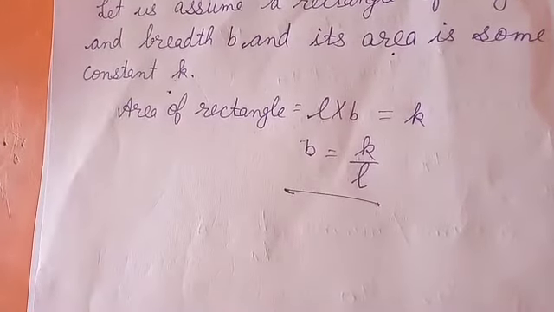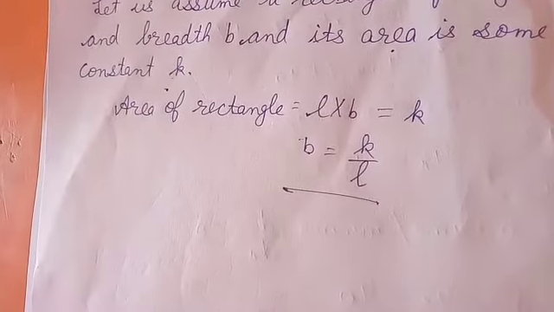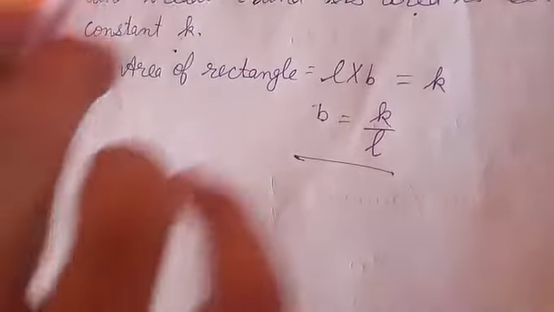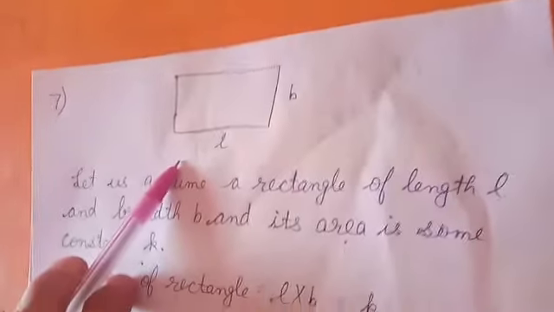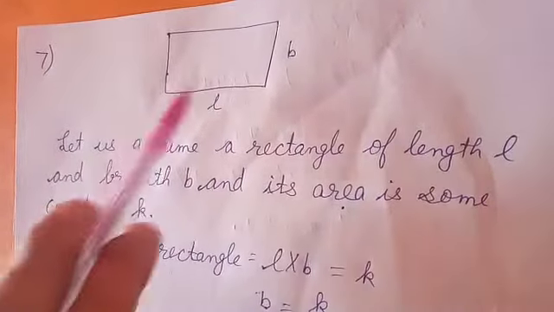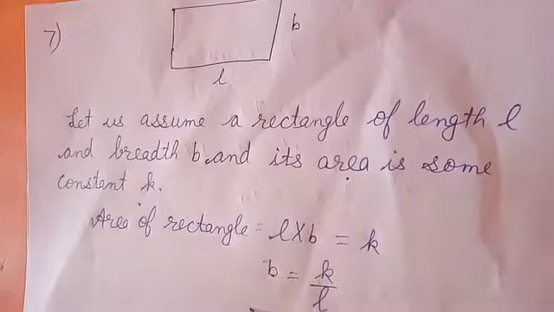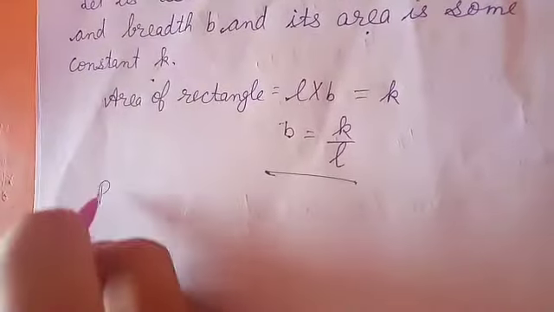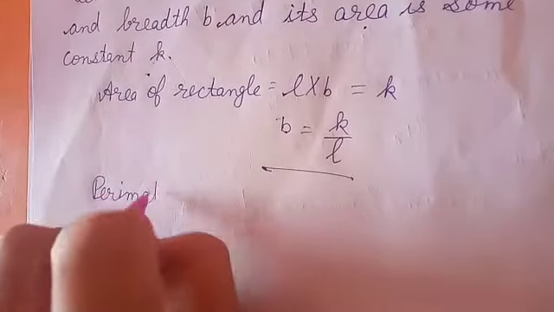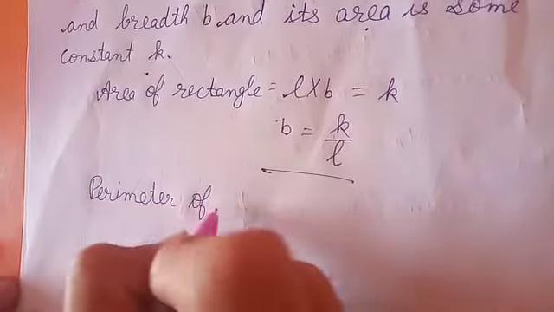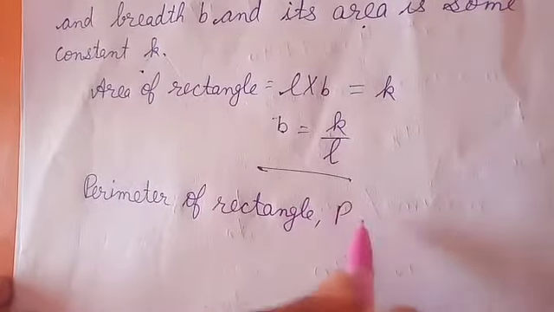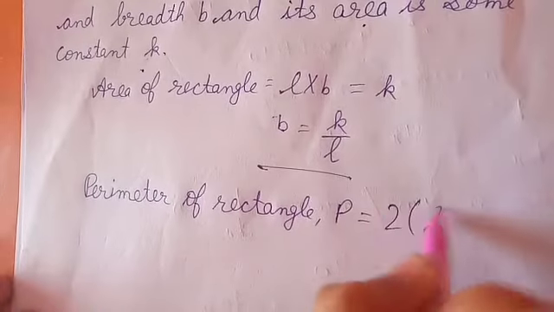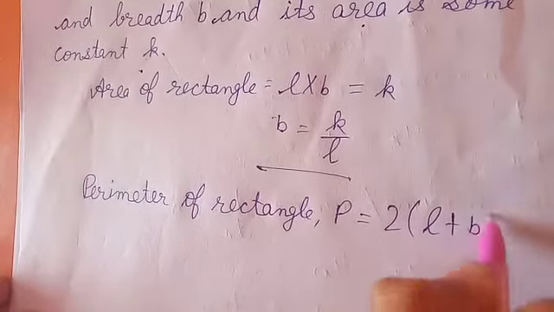Now they are asking that whenever our perimeter will be minimum, then this rectangle is actually a square. Okay, so how will we do it? We'll find the perimeter of a rectangle, that you can say P, that is equal to 2 times length plus breadth.